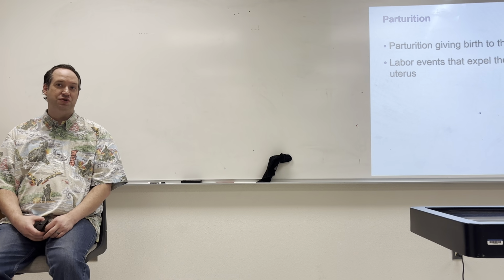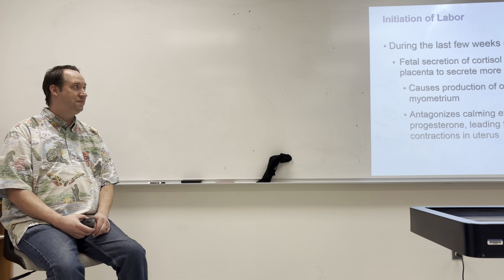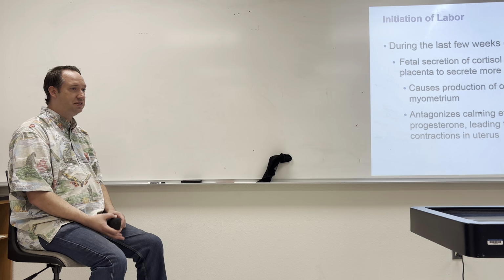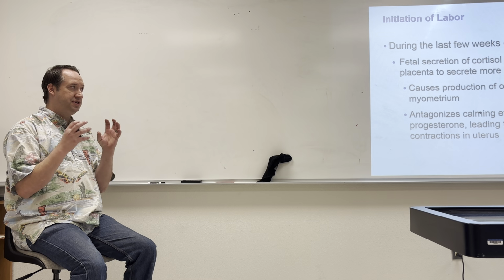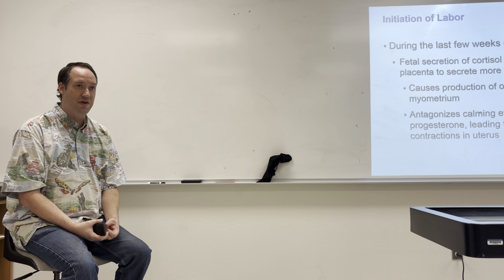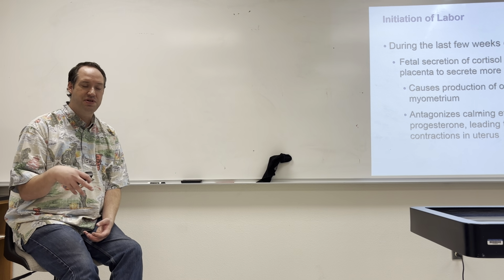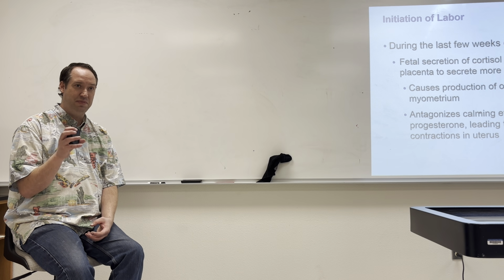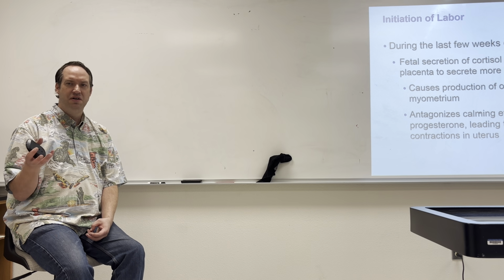So birth, parturition, labor, whatever. So the last few weeks of pregnancy, the fetus is making cortisol. Cortisol tells the placenta to make more estrogen. That estrogen is going to trigger the production of oxytocin receptors in the muscle of the uterus. Oxytocin, if you'll remember, comes from the posterior pituitary. It binds to those receptors and it causes the muscle to contract. This causes what we call Braxton Hicks contractions. They're small, short contractions of the uterus.